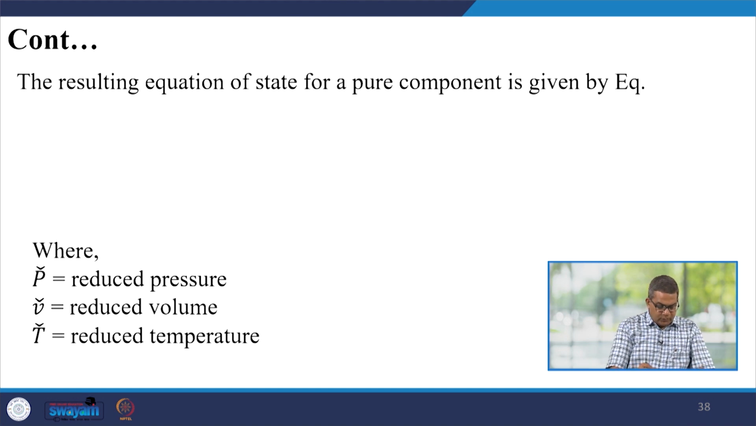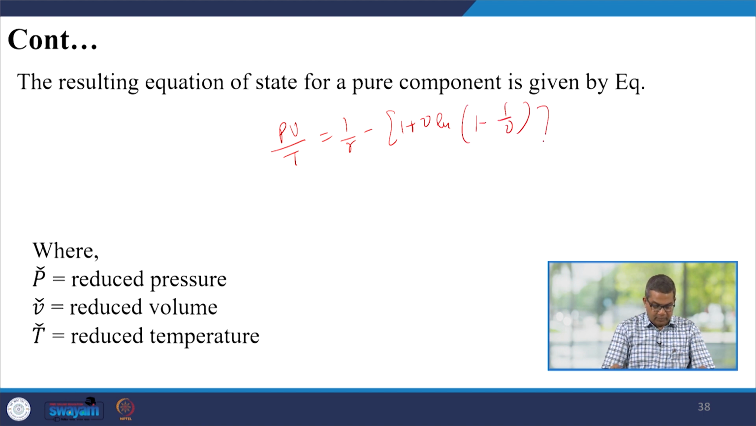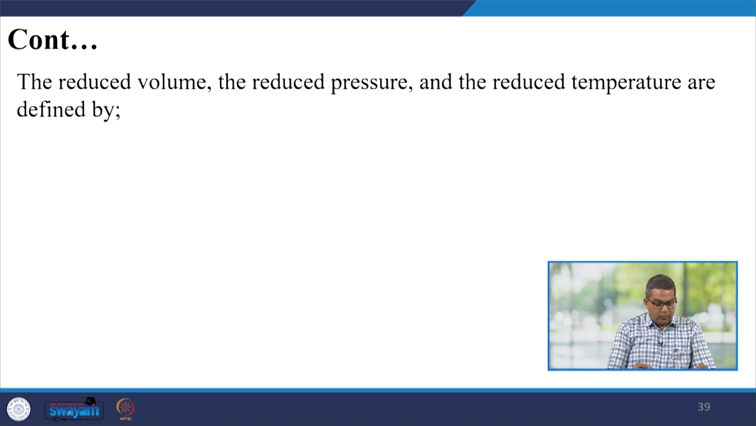So, the resulting equation for the pure component is given by P̄V̄/T̄ = 1/R − 1 + V̄ ln(1 − 1/V̄)..., where P̄ is the reduced pressure, V̄ is the reduced volume, and T̄ is the reduced temperature. The reduced volume can be defined as V̄ = V/V* = (N0 + rN)/rN, and the reduced pressure as P̄ = P/P*.